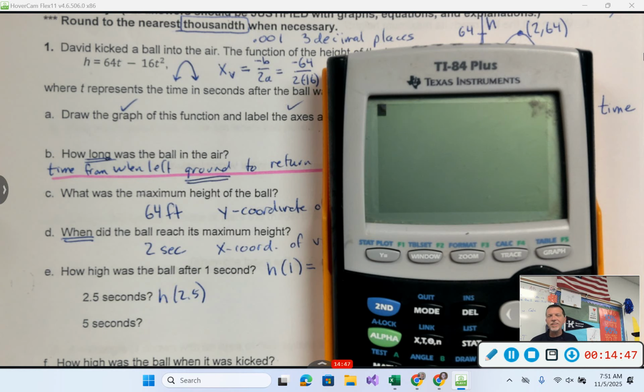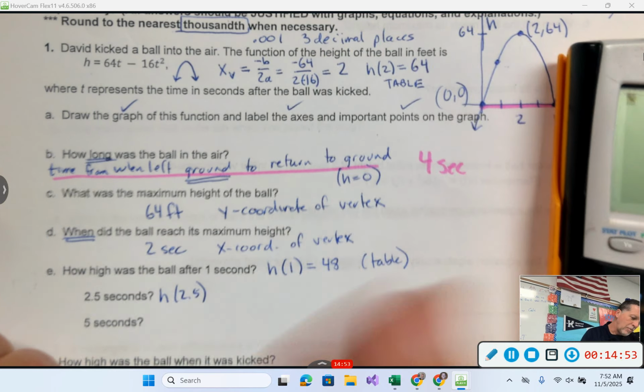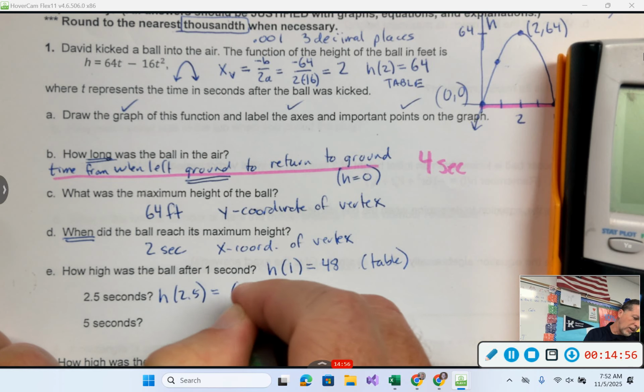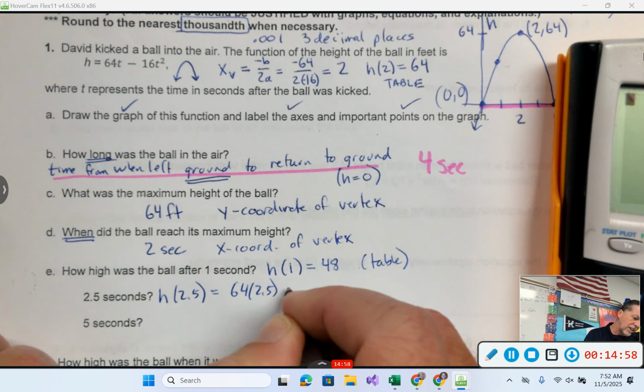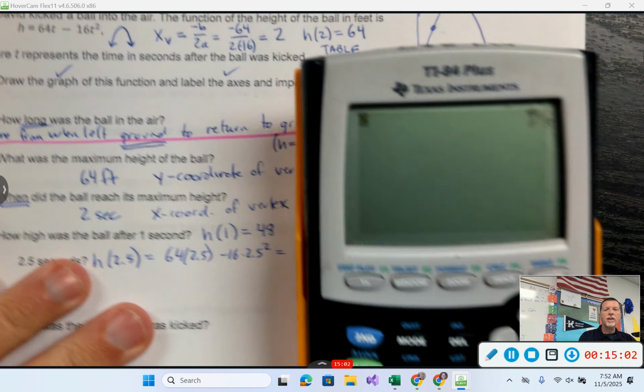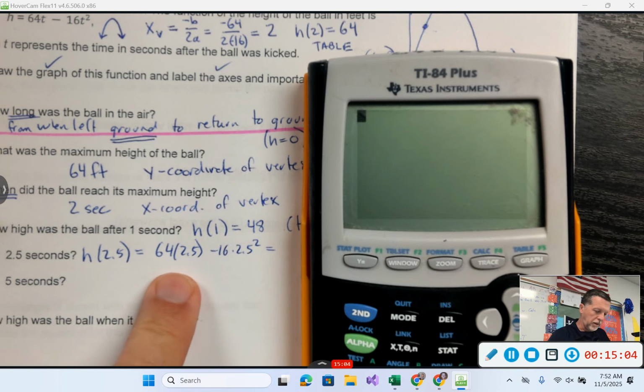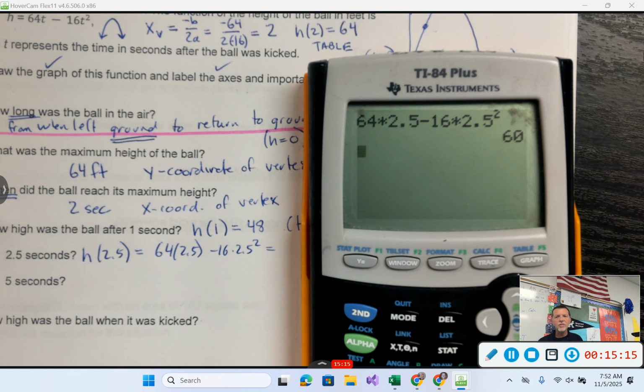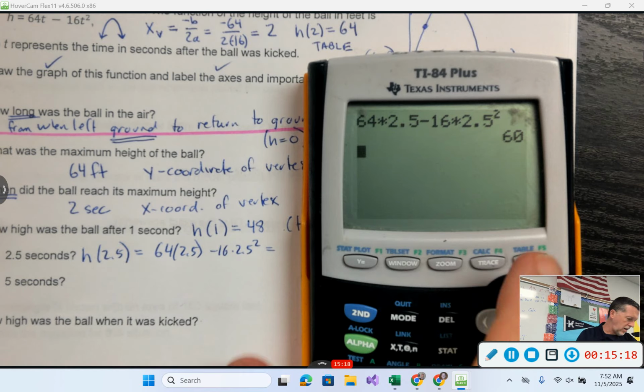There's 2 ways to do this. There's the straightforward way. I guess I'll show you that way first, because that's probably the safest way. Just plug in 2.5 in the calculator. Right? You got a calculator, so you don't have to worry about big numbers or decimals or whatever. 64 times 2.5 minus 16 times 2.5 squared. So that's plugging in 2.5, and we get 60.